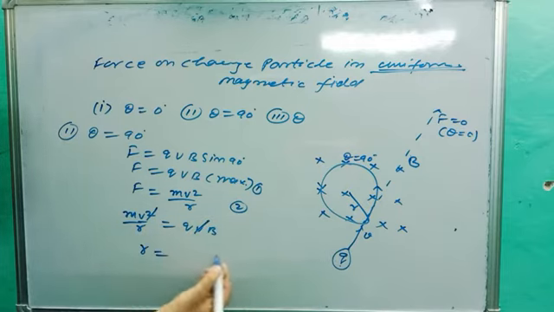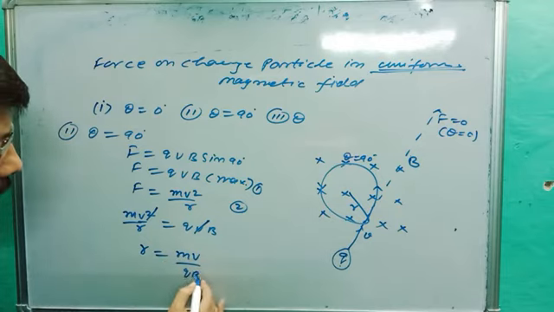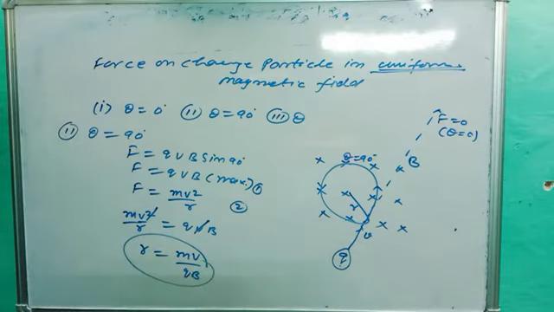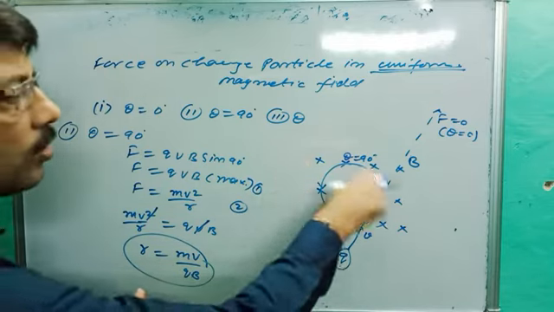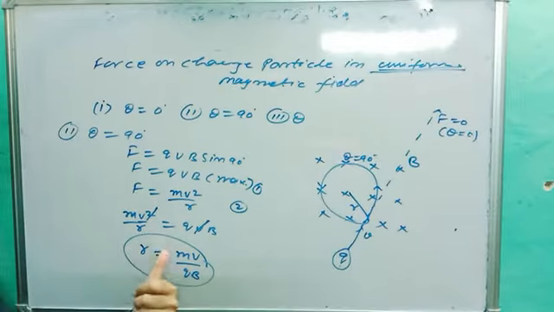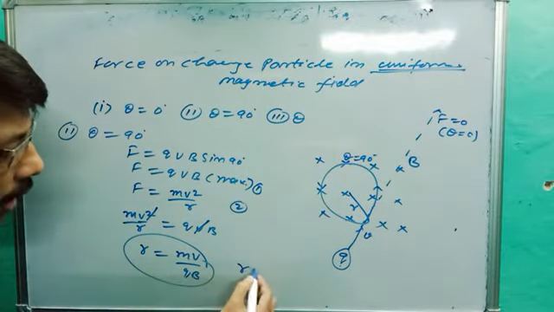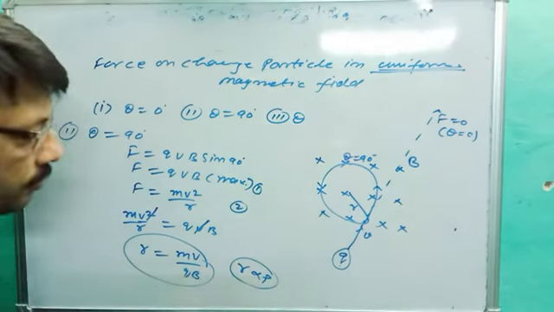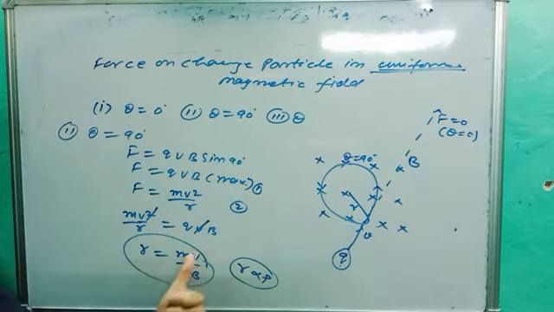R is equal to, many questions are given in NCERT, R is equal to mv upon qB. This is the first answer for you. When theta is equal to 90 degree, it will move in a circular path, and its radius r is equal to mv upon qB. And you better know p is equal to mv. It means r is proportional to p. This is the first case: when theta is equal to 90 degree, r is equal to mv upon qB.